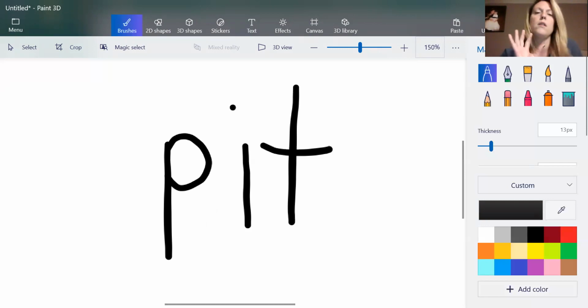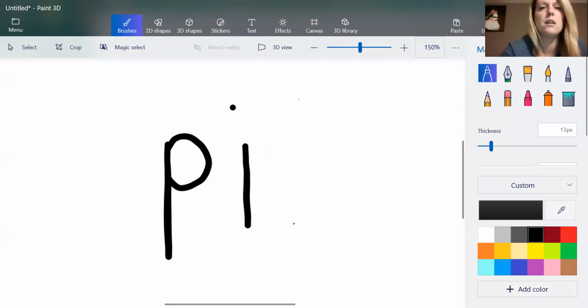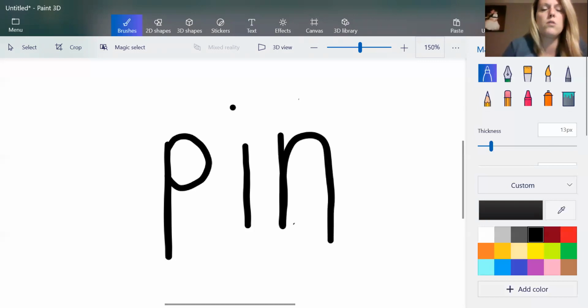So where is that in the word? When I stop, tap that out, p, i, t. It's my last sound. So I'm gonna change my last sound t to n. So take that away and I'm going to change it to n. So what's my new word? Pin is the new word.